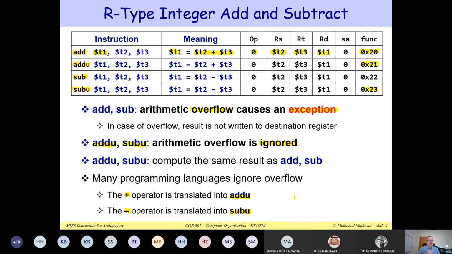Fine. So this is the meaning of add and subtract, addu, subu. They do exactly the same computation. If there is no overflow, add and addu will compute exactly the same binary result, and sub and subu will compute exactly the same result. The only difference is whether overflow should be detected by the hardware or should be ignored.